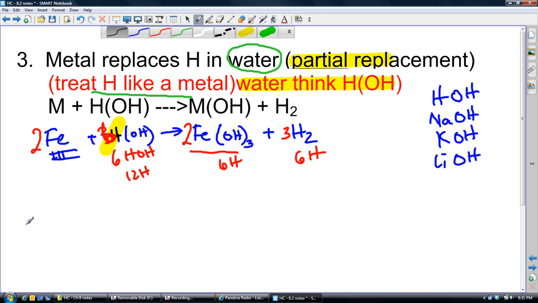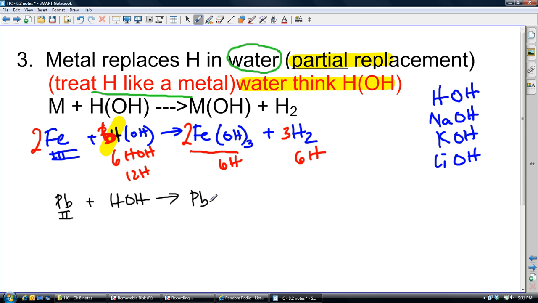Let's do another example here. Let's say it's lead, and we'll say it's lead 2, reacting with water. Lead will trade places with some of the hydrogens. So we get Pb with OH. Lead's a 2, OH is a -1, so we get Pb(OH)2. And then we get hydrogen gas.